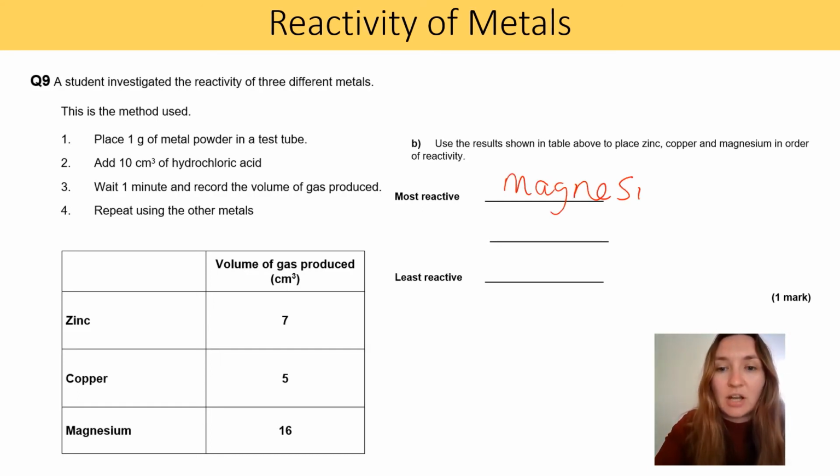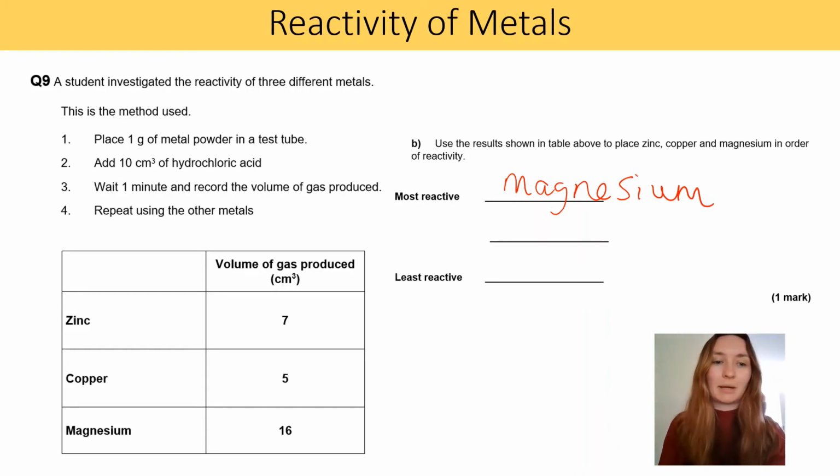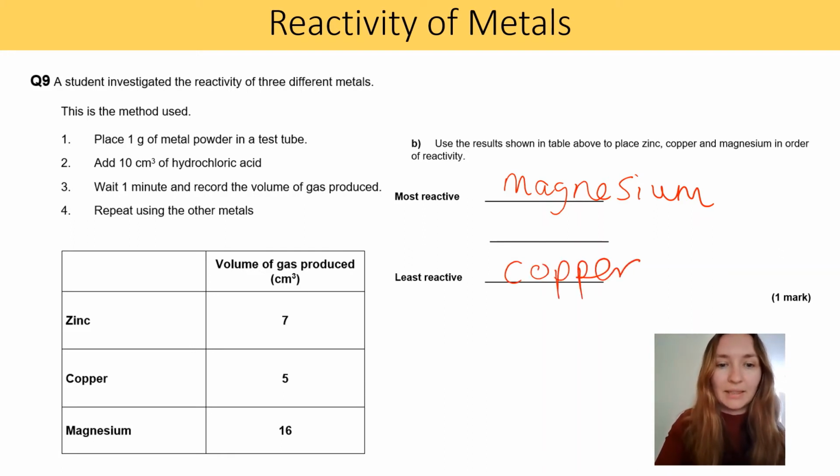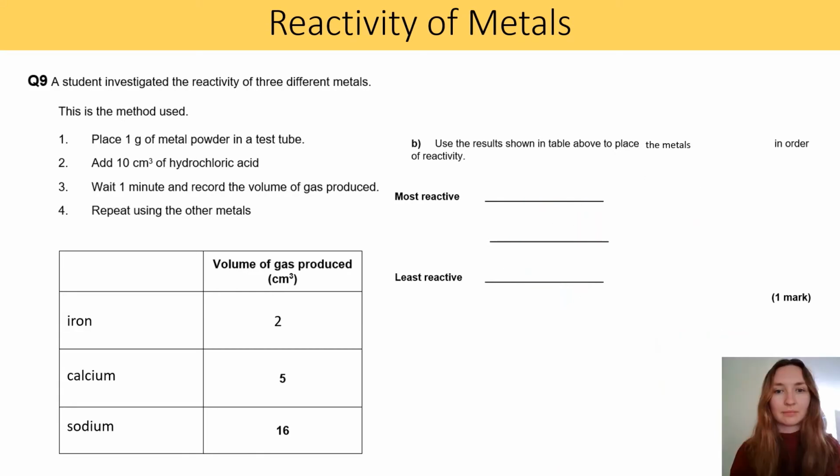I'm going to have a look at what I think is the least reactive. So which one has produced the least amount of gas? And that is copper. So I'm going to put copper at the bottom. What's in between that? Well, in this case, it's zinc. And that is how I would get those marks for this particular question. Okay, your turn now. So click pause and have a go at doing a very similar question to the one we just did together.